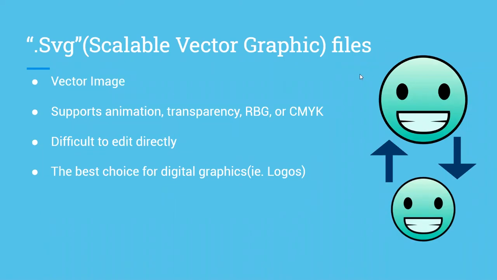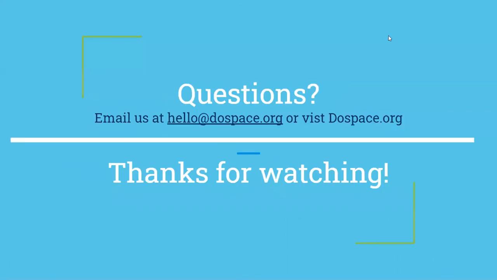The final format on our list is called SVG, or Scalable Vector Graphics. SVG is different from the rest of our formats because it works with vector images. SVGs are great because they can be scaled to be larger or smaller and don't lose their quality. Any SVG can support animation, transparency, and has a wide area of different colors that can be used. SVGs are the perfect choice for designing logos or graphics that are going to be resized to fit the user's need. That's going to wrap it up for today.